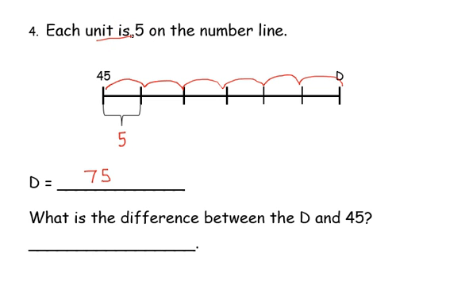75. There's a couple different ways I can come up with the difference between D and 45. On a number line, the difference refers to the distance between the two numbers. So I can just count my hops. I have 1, 2, 3, 4, 5, 6 hops. That's 6 hops of 5. 5, 10, 15, 20, 25, 30. That tells me the difference between D and 45 is 30, or 6 hops of 5.